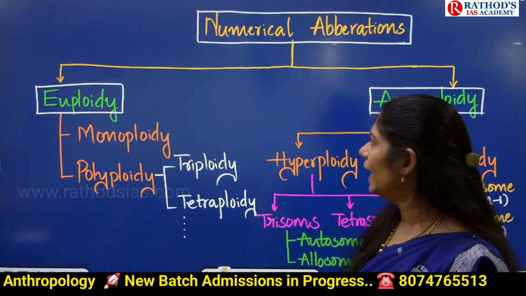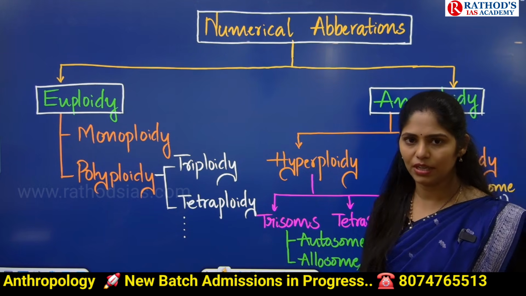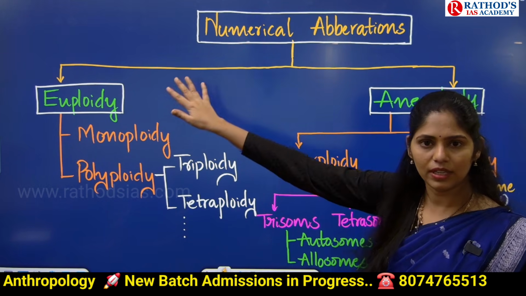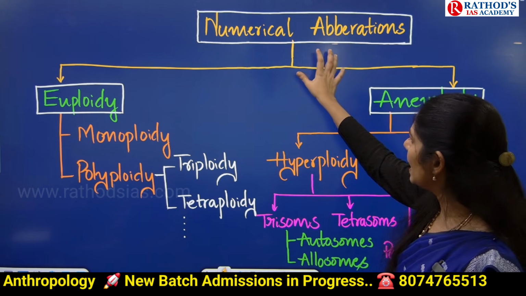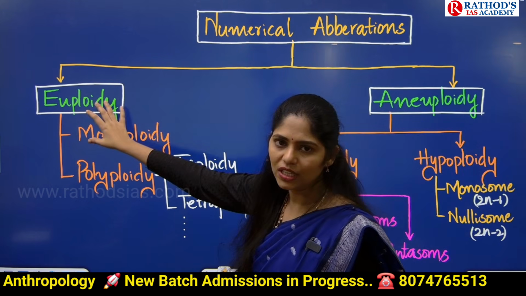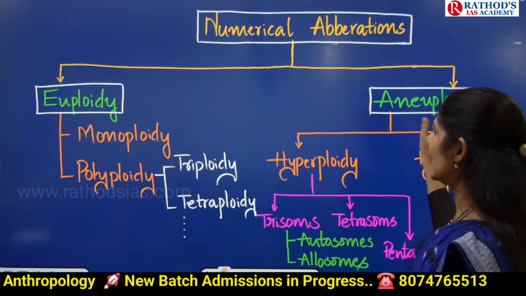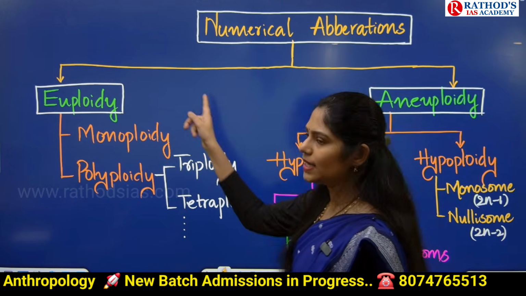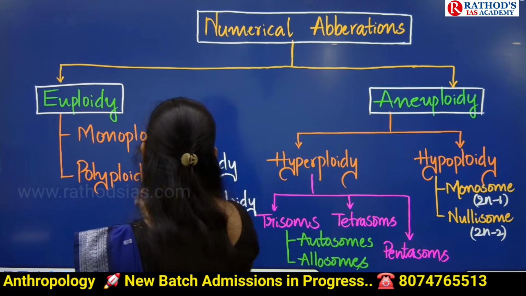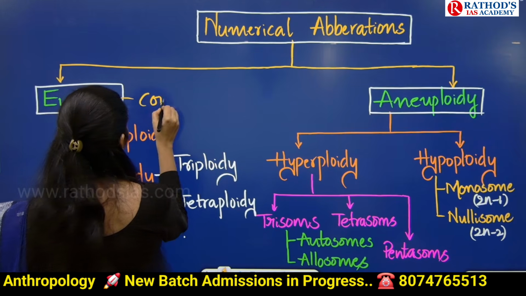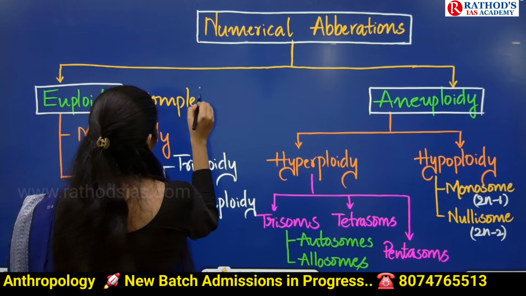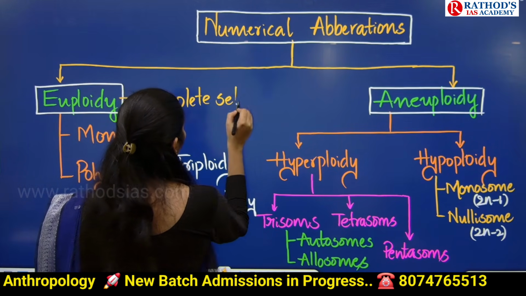Okay, and now let us see about this numerical aberration. Numerical is related to number, right? So in numerical aberrations, we have 2 types. One is euploidy, the second one is aneuploidy. Euploidy is nothing but a change in the complete set of chromosomes.